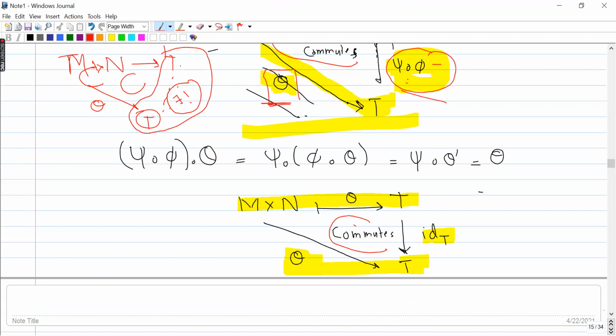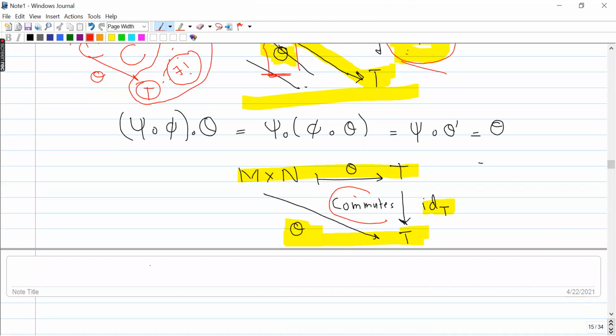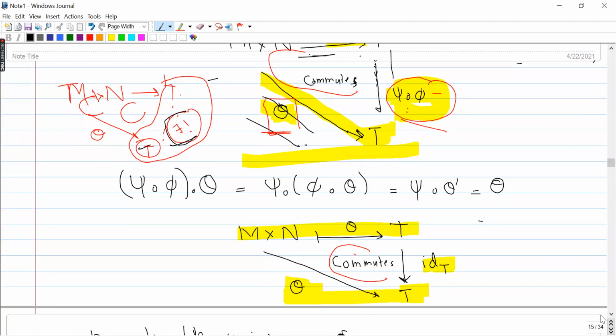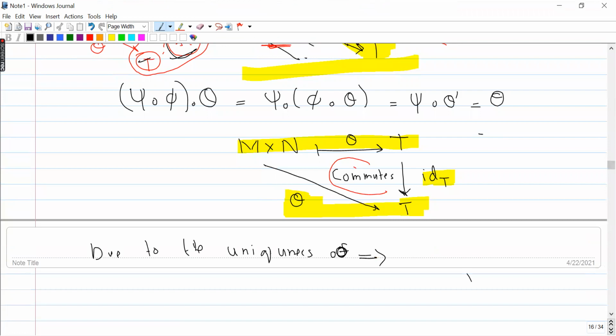So due to the uniqueness, because this map is unique, we can imply that psi composition theta is equal to the identity of T.